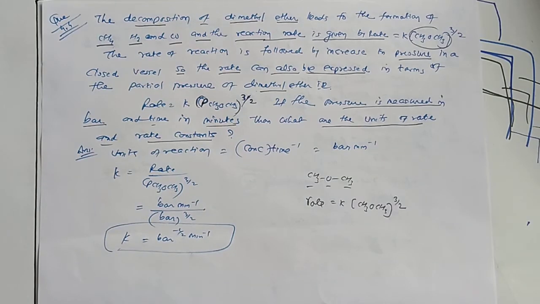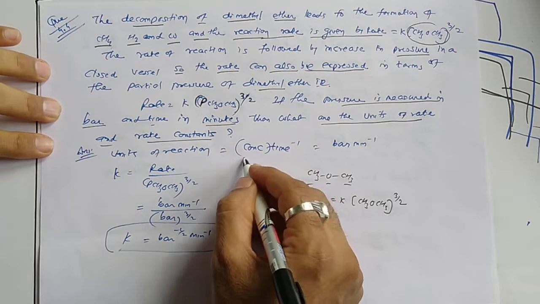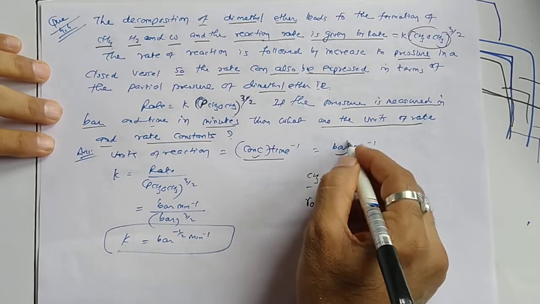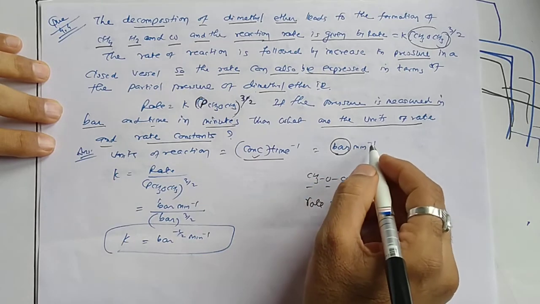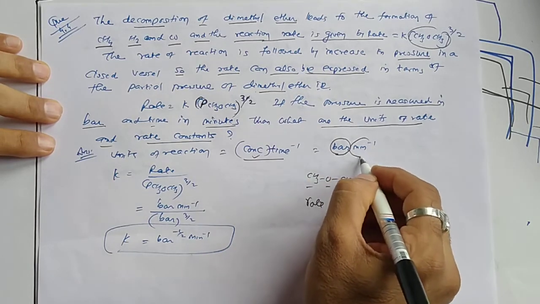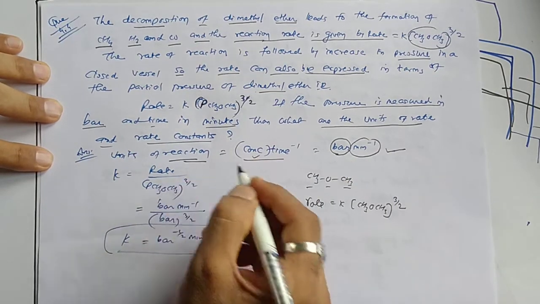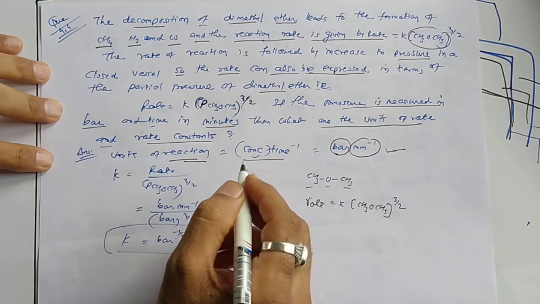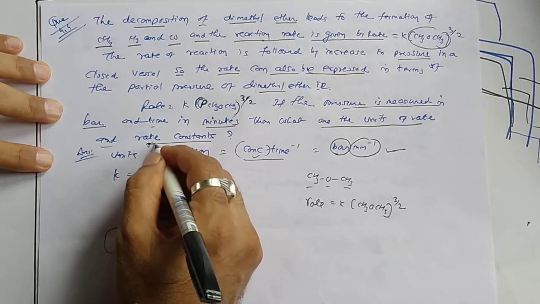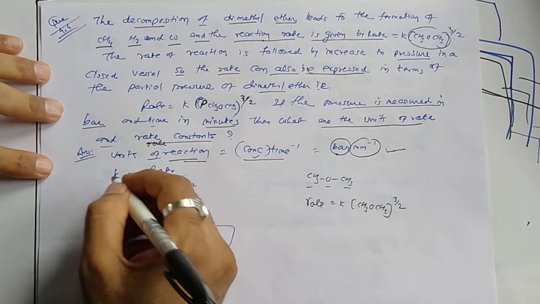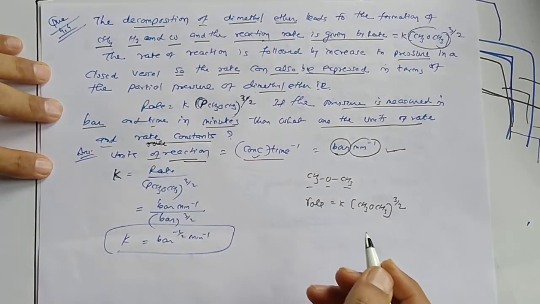So we know rate is equal to concentration upon time. Here concentration is given in bar, time in minute. So bar into minute inverse is the unit of rate of reaction. Now what about the unit of rate constant?